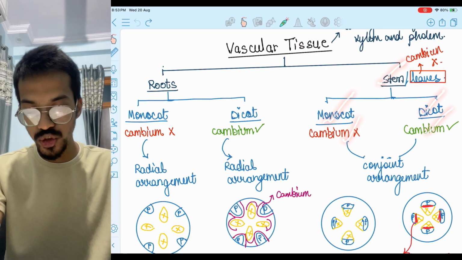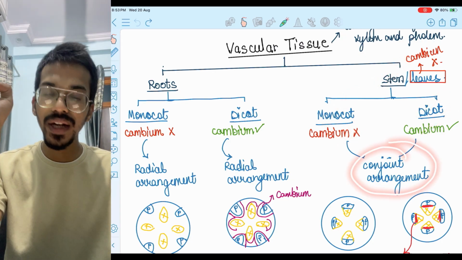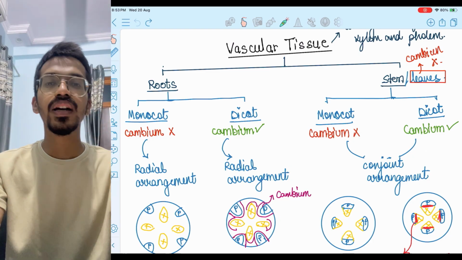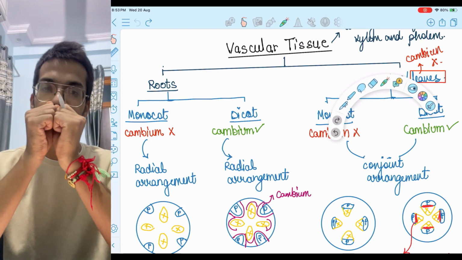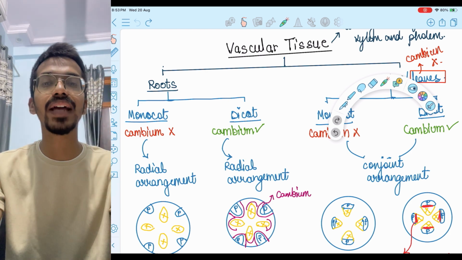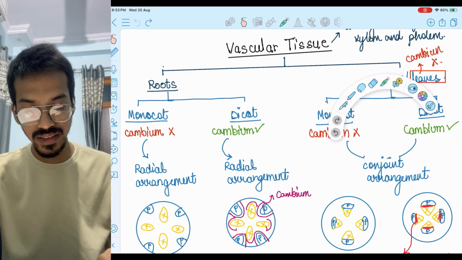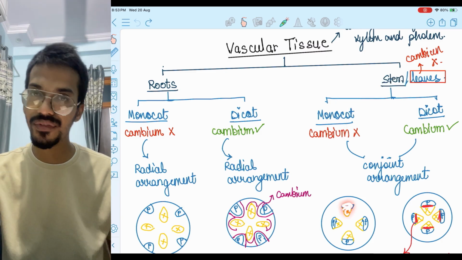Both has what? Conjoint arrangement. Conjoint arrangement means that they are not at two different separate levels, xylem and phloem. They are present one after another. Now the difference would be either they will be closely packed. Closely packed means like this, that this is phloem, this is xylem, closely one after one present.